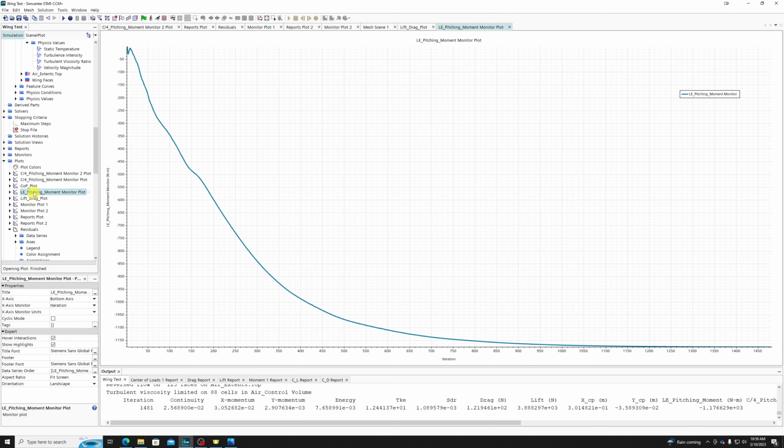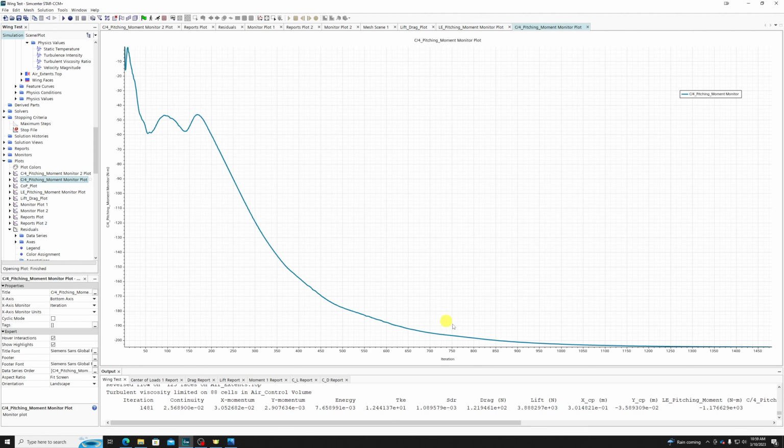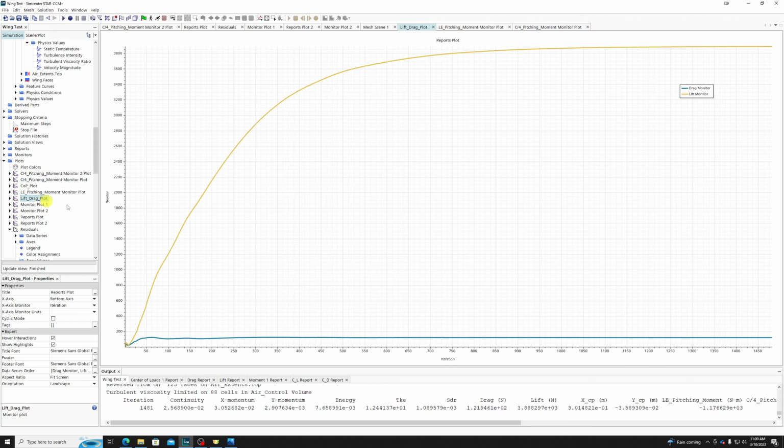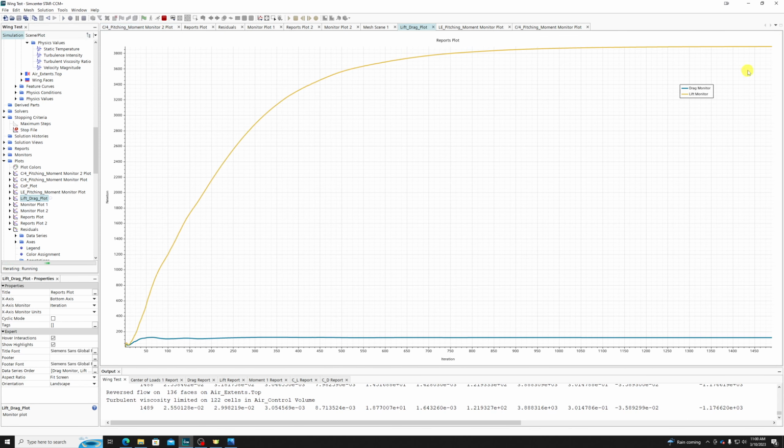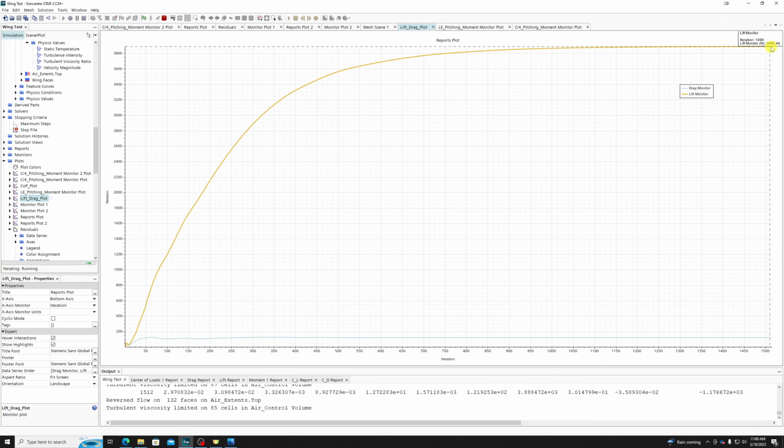So we can look at the leading edge moment coefficient, the quarter chord moment coefficient. We can look at, let's see here, lift and drag. Have these stopped changing to an acceptable level? Well, the answer is these are mostly not changing, but they're still changing a little bit, it looks like.